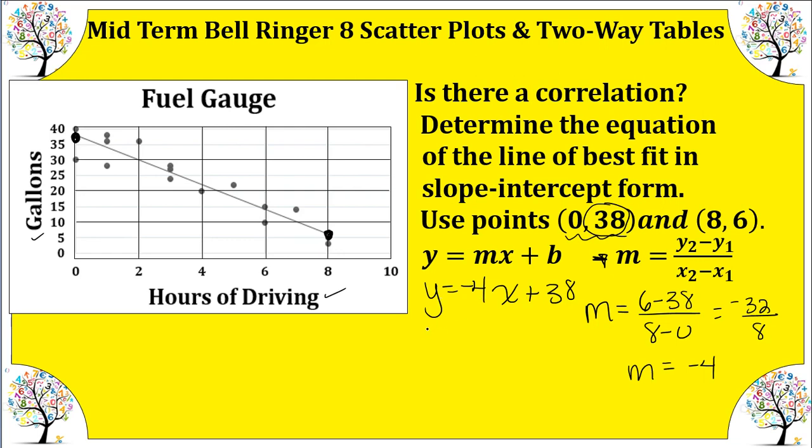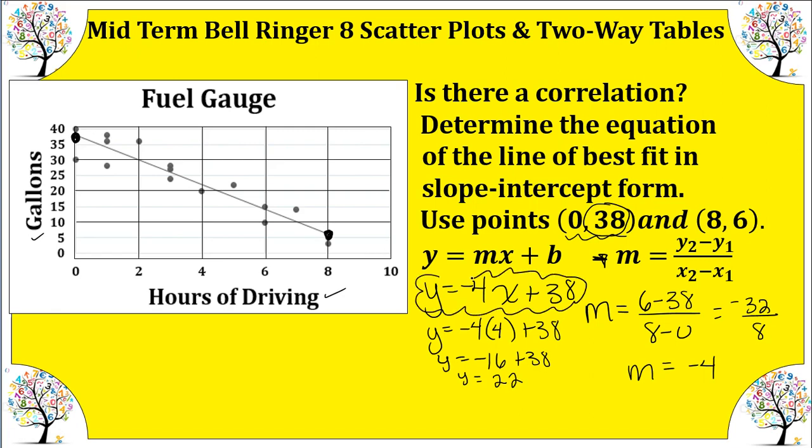If we did want to know how much gas was in the gas tank in 4 hours, we would plug in 4 for x and we get negative 16 plus 38. And then we combine those, and that's going to give us 22. So we would have 22 gallons of gas. The linear model helps us make predictions and answer various questions.